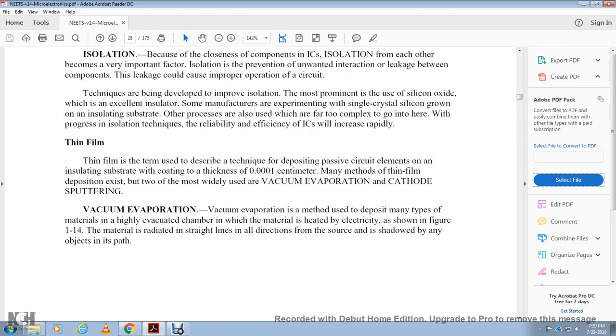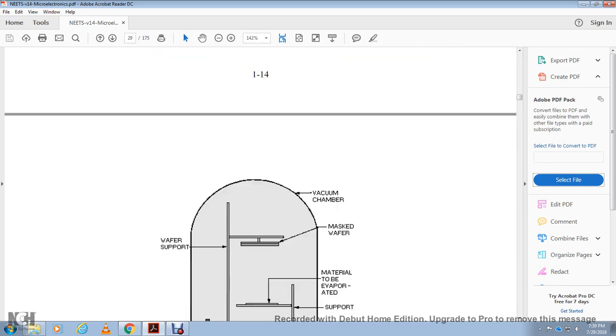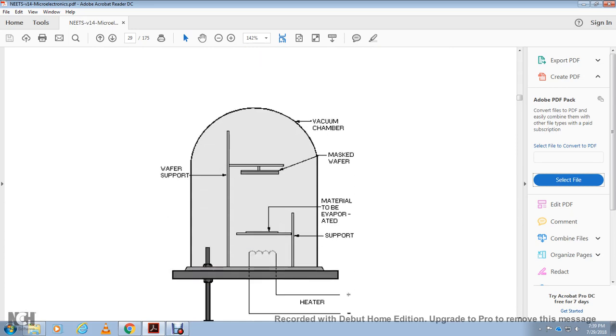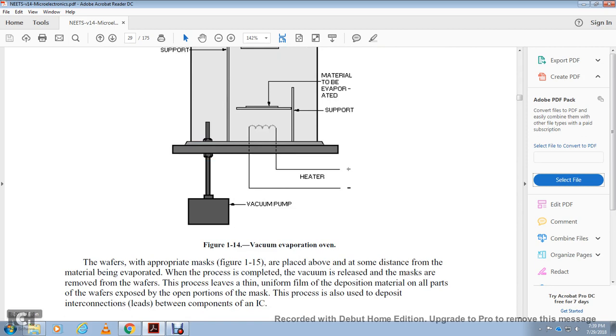The vacuum evaporation method is used for depositing many types of material in a highly evacuated chamber within which the material is heated electrically, as shown in figure 114. The material radiates in straight lines in all directions from the source and is shadowed by any object in the path. Vacuum chamber, mask, wafer, wafer support, material to be evaporated, heater, vacuum pump. The wafer, with a properly masked plate, is placed above and at some distance from the material being evaporated, shown in figure 115. The process is complete when the vacuum is released.